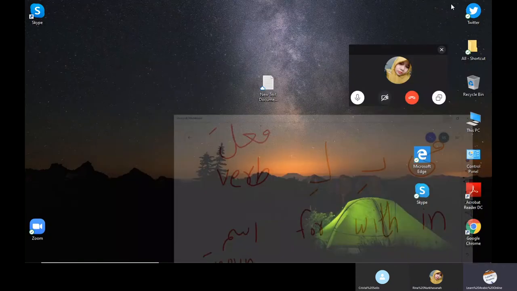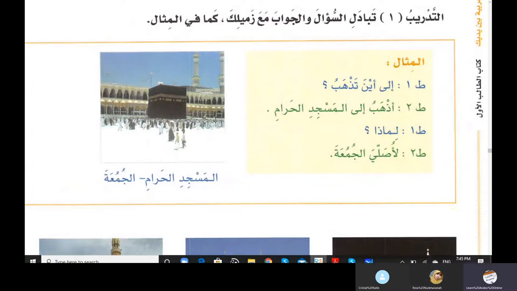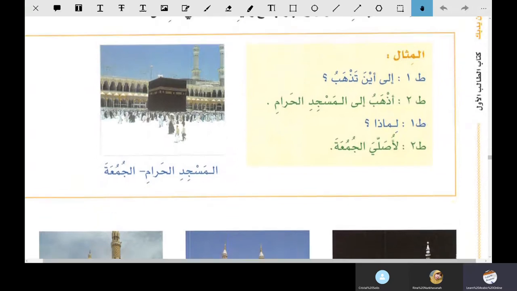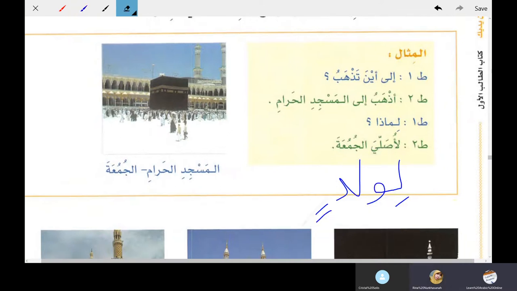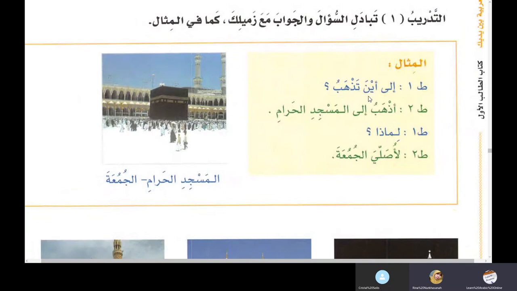This is the example for verb. Usalli, I pray, is a verb. So here the li has given it fatha. Okay? But when we add it to any other word like kitab, it will give kasra. Li kitabin, for a book. Or another example is better. Li waladin, for the boy. Okay? So now read them. Any question? Do you have any question? No. Okay. Read it.